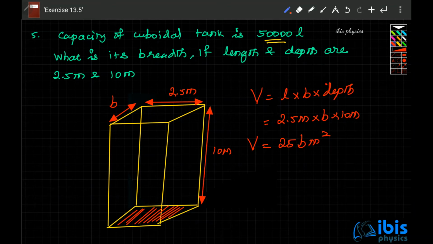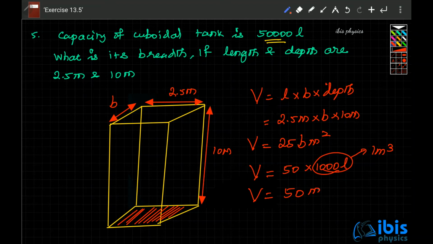Let us see, we will get the answer anyway. So the total capacity of this cuboid, we are able to fill 50,000 liters of water. 50,000 liter means 50 times 1000 liters of water, and 1000 liter of water is actually 1 meter cube, which we already know because 1 meter cube is 1000 liter. So 50,000 liters means 50 times 1000 liter. 1000 liter is 1 meter cube. Then the volume of the water inside this cuboid is 50 meter cube.